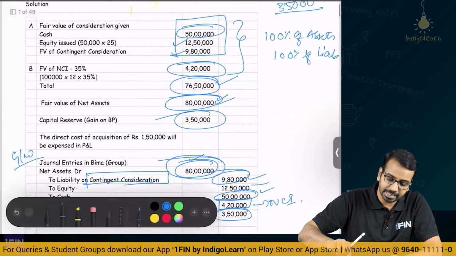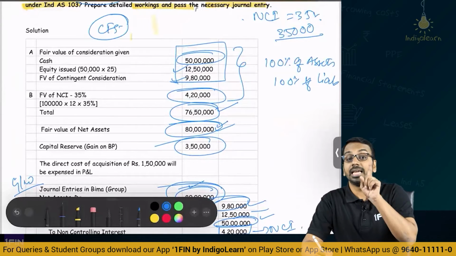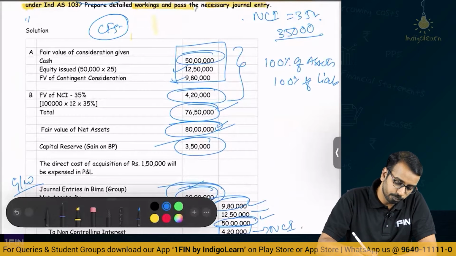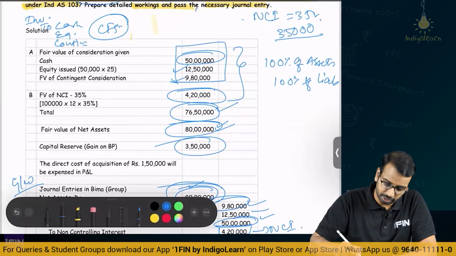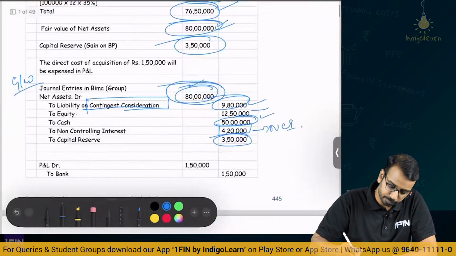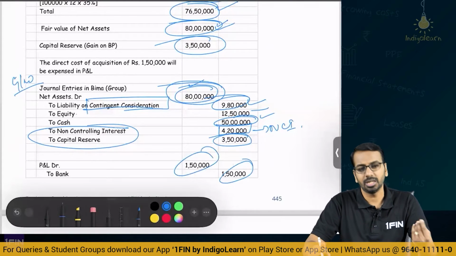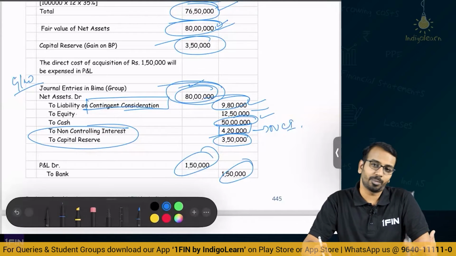This entry is in the consolidated financial statements of the entity. In the standalone financial statements, you will just have investment to your cash, equity and contingent consideration. Okay, only that you will consider. But in the consolidated financial statements, you will include the NCI and capital reserve portion, and the expense is 1,50,000. You will write it off. You will not show it in the books, or you will not consider it to be a part of purchase consideration.